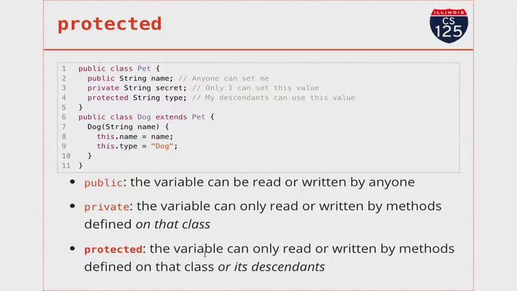So my dog constructor, if I marked type as private, nobody else can modify it, and so this constructor wouldn't be able to work. But because I marked it as protected, when the dog constructor runs, when I create new instances of dog, it can set the type of its parent class, one of its ancestors, in this case, pet. There's another way to do this as well that I'll show you in a minute.